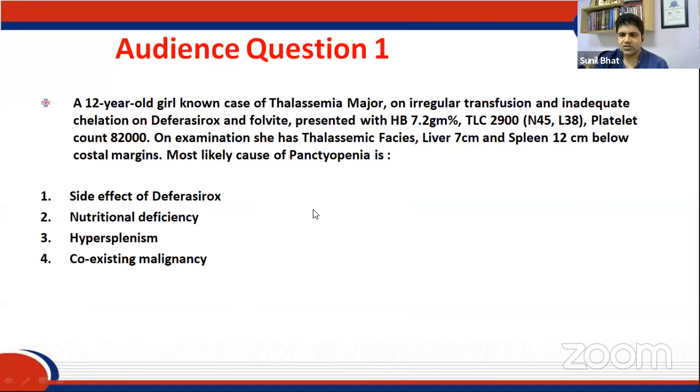Now, this is a question to the audience. There's a 12-year-old girl who is a known case of thalassemia major. She's on irregular transfusion and inadequate chelation, and folate deficient. She presents with hemoglobin of 7, total count of 2,900, and platelet count of 82,000. On examination, she has thalassemic facies, liver is 7 centimeters, and spleen is 12 centimeters below the costal margins. What is the most likely cause of pancytopenia in this child?